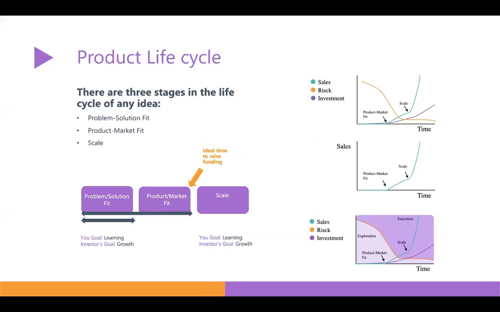Now, as we covered the MVP, let's get into the product lifecycle. Here you have 3 stages in the life cycle of any idea. It's the problem solution fit, the product market fit, and the scale. On the right side, we are using Ash Maurya, the creator of the Lean Canvas framework, as a backbone.